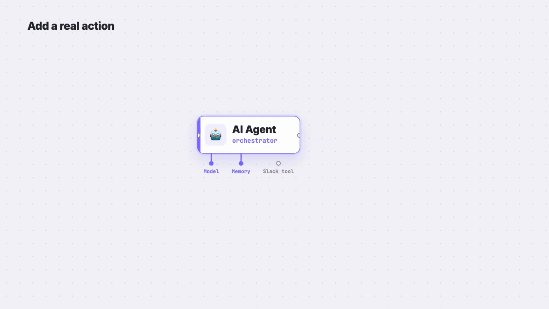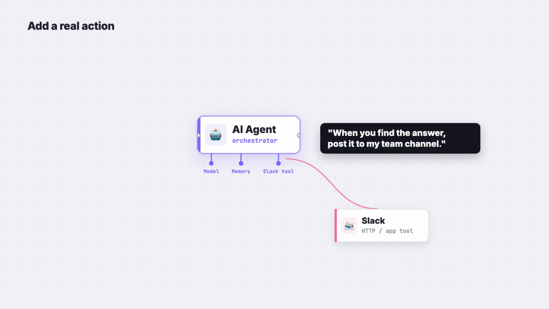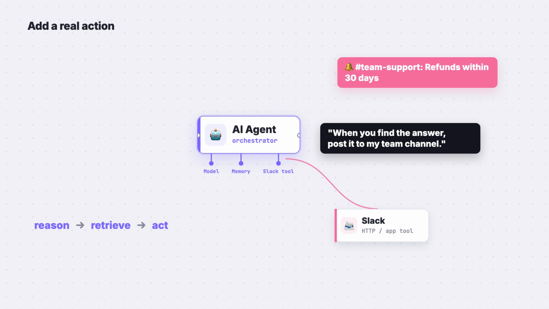One more thing, because answering is only half an agent. A real agent acts. Add an HTTP request tool, or a Slack node, as another tool. Then just tell it in plain English, when you find the answer, post it to my team channel. The agent decides when to call that tool, fills in the details, and fires it. Question in, answer out, and it lands in Slack on its own. That is the full loop. It reasons, retrieves, and acts.